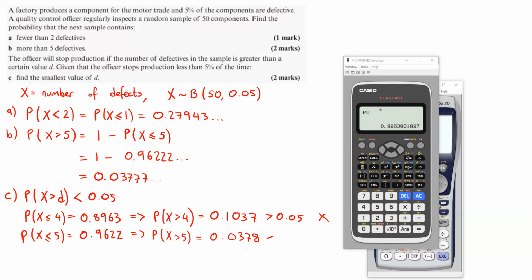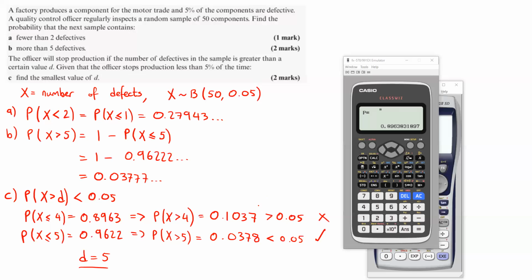This value is less than 0.05, and that's the first value that is. 4 was too big, 5 is now less. So that's our value of D. So D is 5 in this case, as that's the smallest value of D such that this is true. That's one way of doing this.